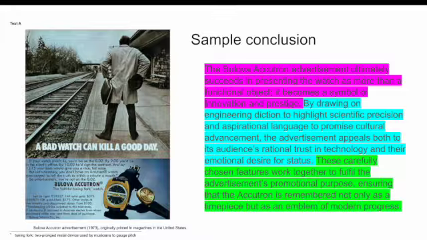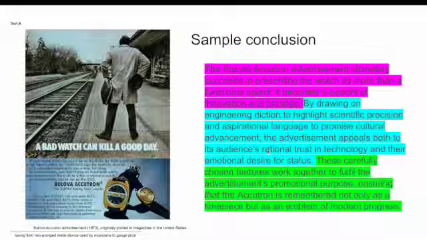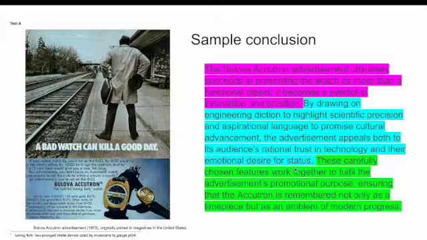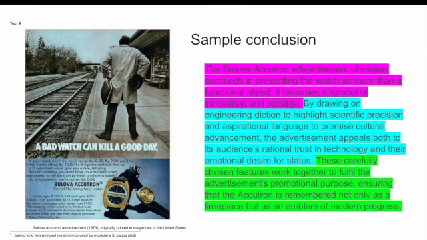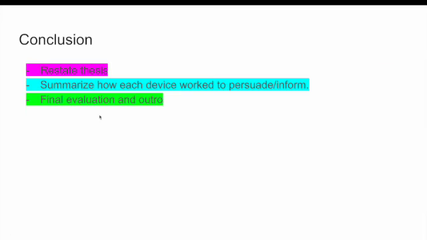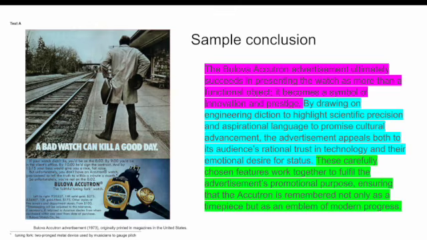And now we connect it to the audience, so appeals to the audience's rational trust in technology and desire for status. So we just connect what impact it has on the audience quite briefly. We don't need to go much into detail, just one sentence is enough. Lastly, the final comments and the outro. So the final comments are that this works together. So all of the things we've done work together to fulfill the promotional purpose. That's the final comment. And this ensures that the Accutron is remembered. So that's the final comment up till there.